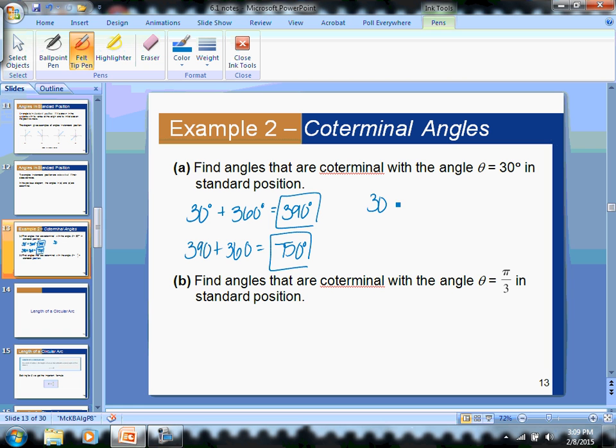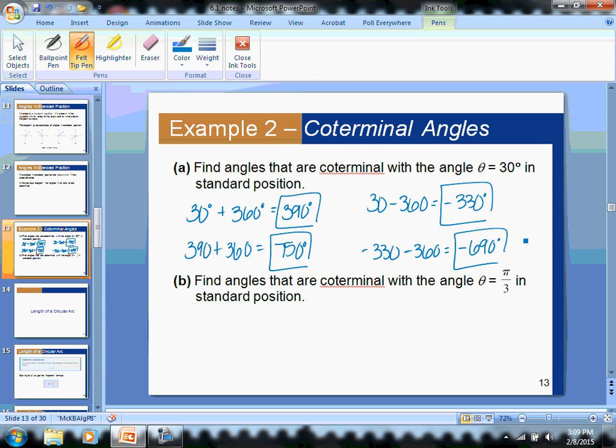Or you could subtract too. 30 minus 360, that would be negative 330. So if you went clockwise 330 degrees, then you would end at the same terminal point as 30 degrees. Or you could even do negative 330 minus another 360. That would get you negative 690 degrees. So all four of these angles are coterminal with 30 degrees. And we could keep adding 360 degrees or keep subtracting 360 degrees, and we would find infinitely many more.